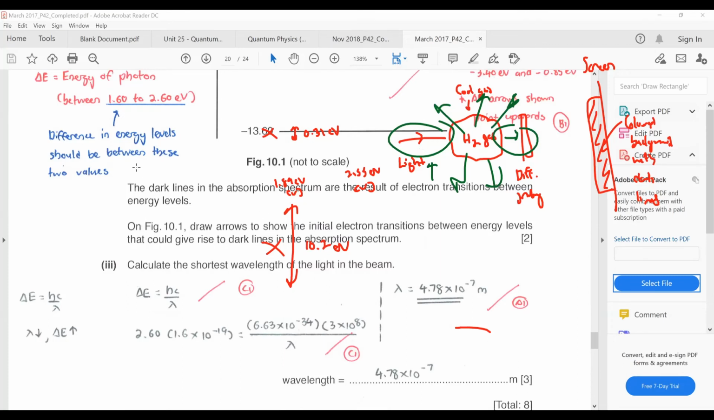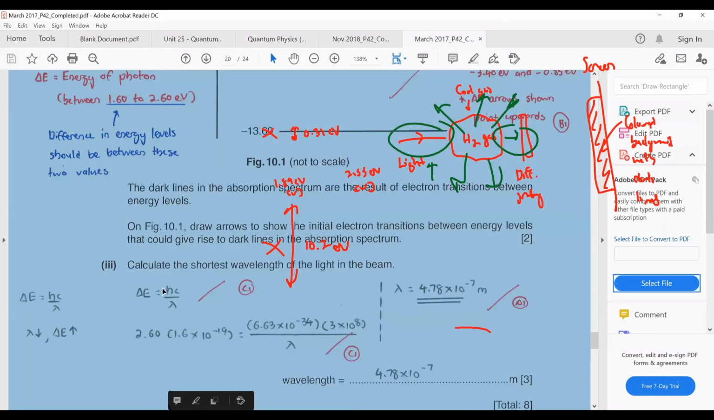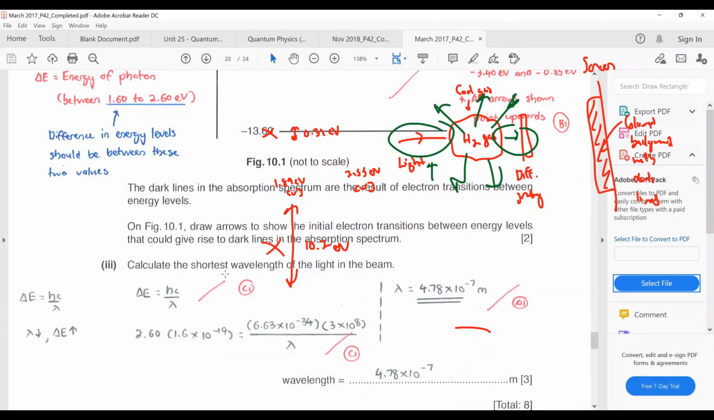Okay. So here you see that your energy of photon is 1.6 to 2.6 eV. E is equal to hc over lambda. The shortest wavelength will usually be the one with the highest energy, so you have to take the 2.6 eV straight.